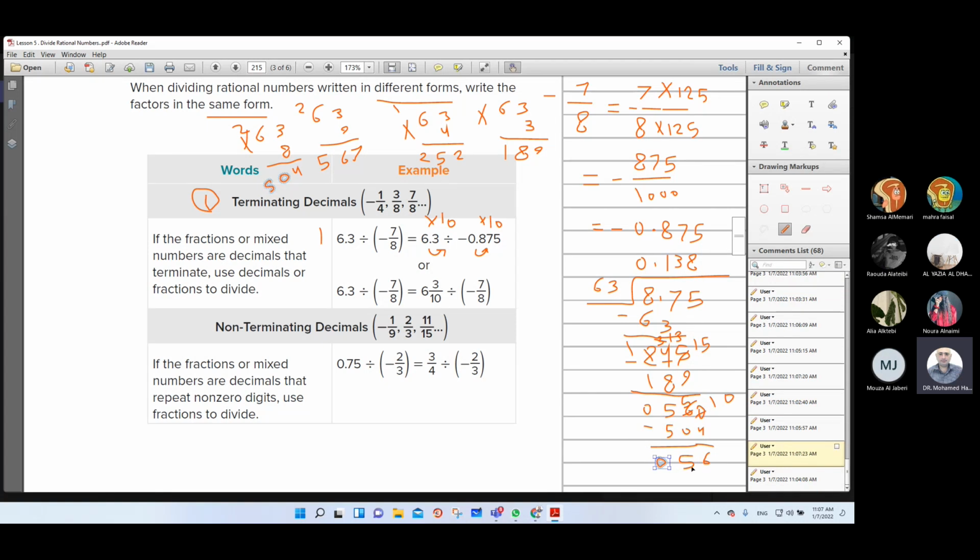As you see here, 56. If you want to continue, put here 0. You get the same remainder here. So here you will get 8, 8, 8, 8, 8 to the infinity. So it means you can write the answer here. Positive divided by negative will be negative. And the answer will be 0.138 and put a bar over the 8 as repeating notation, because 8 is repeated to the infinity.